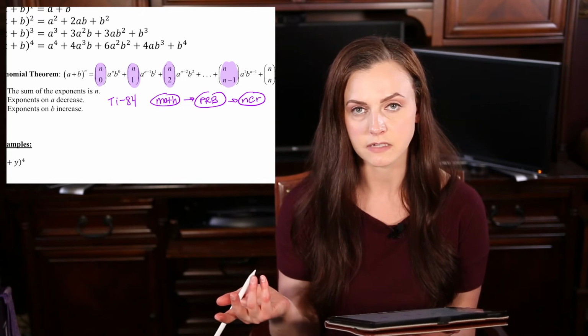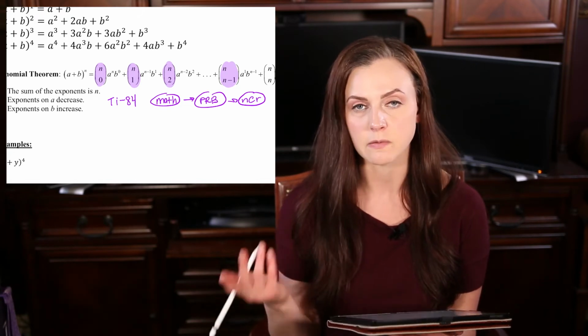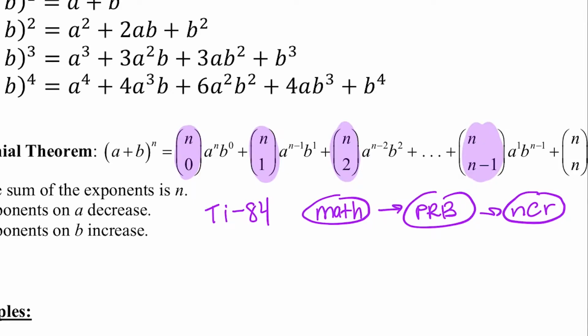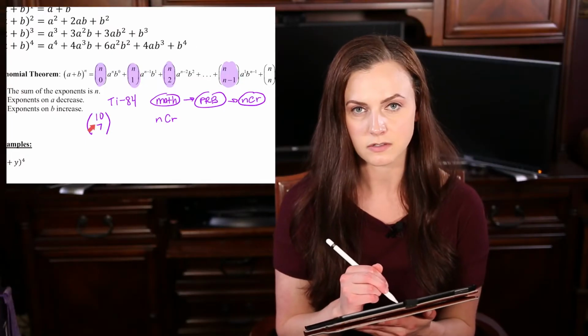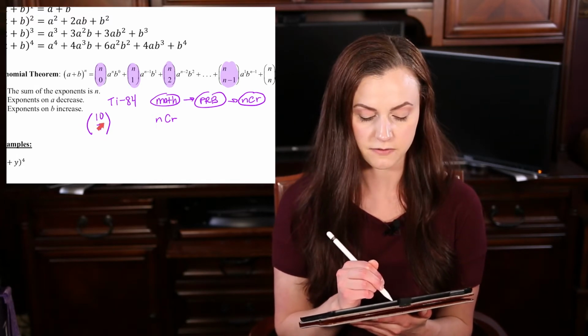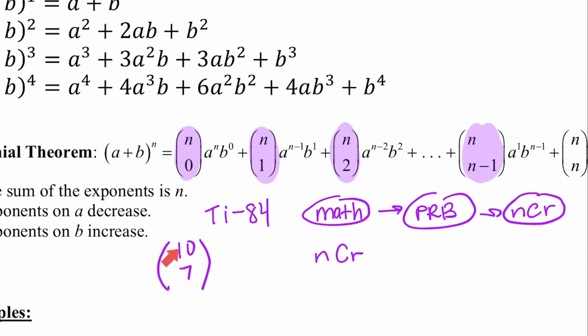Most scientific calculators will do this. You'll have a math menu and you can go find the probability to do this right here. So this is a combination and it means n choose r. Let's just do an example. If you had 10 choose 7, and this is not a fraction, by the way. My students sometimes put a line right here, like it's a fraction. It is not a fraction. This is different notation. So this is saying 10 choose 7.